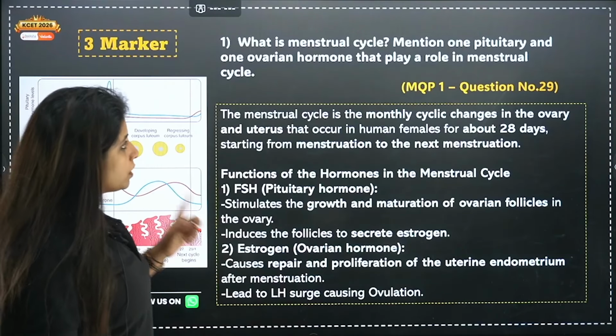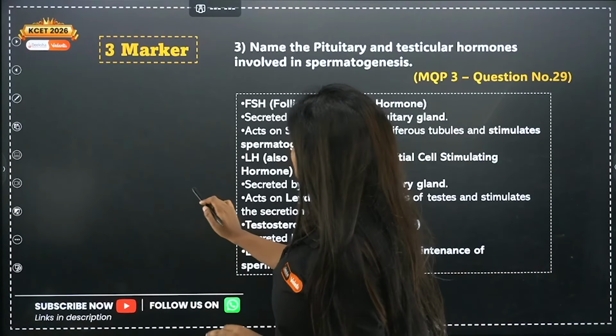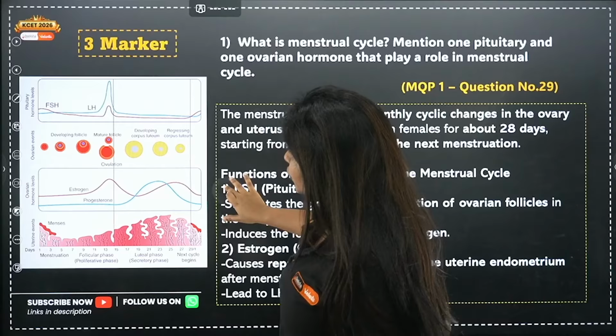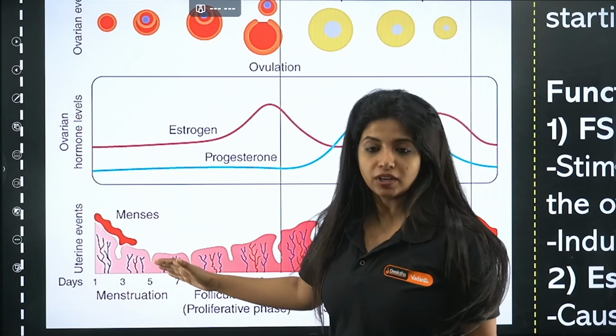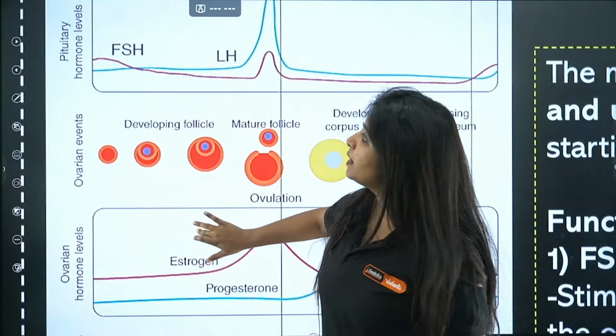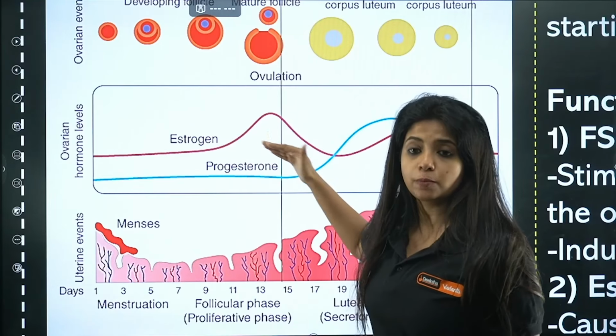The first thing is the menstrual cycle. Mention one pituitary and one ovarian hormone. See, menstrual cycle questions would be very easy for you if you look at this picture very carefully. From the 1st to 5th day, you have the menstrual phase. In the menstrual phase, the level of estrogen and progesterone goes down.